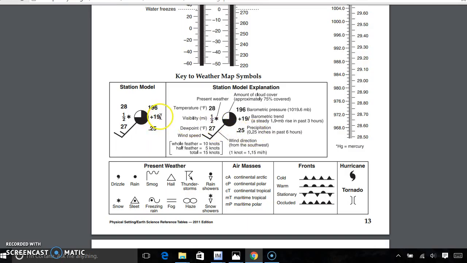Now this middle number on the right side, this +19, is something that sometimes confuses students a little bit. It's barometric trend, air pressure trend. Just knowing the air pressure by itself is not all that useful.